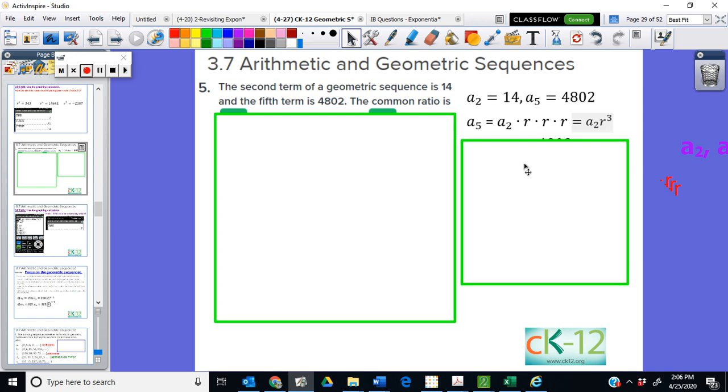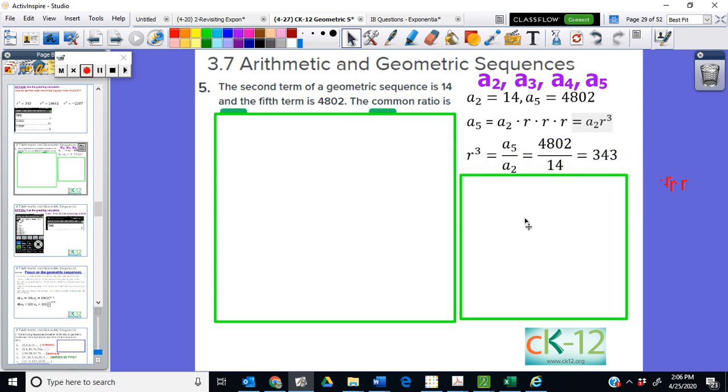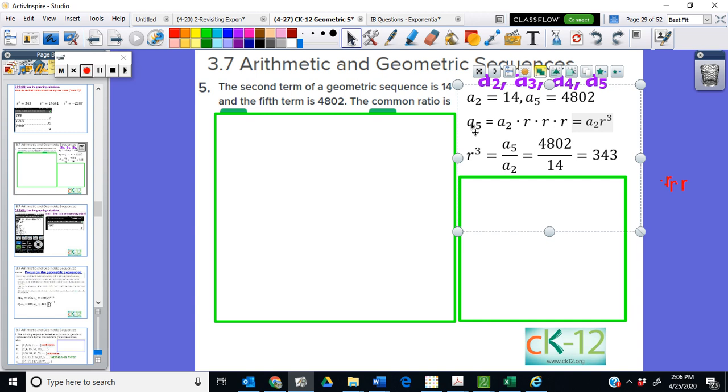Well, that means we're going to multiply it 3 times from the second term. Here's the third, here's the fourth, here's the fifth. So we're going to have a total of 3 multiplications between the second and the fifth term. And so that's why it's the second term times r to the third power. Well, when we do a little simplification, that r cubed value is just the fifth term divided by the second term. And so we get r cubed is equal to 343.